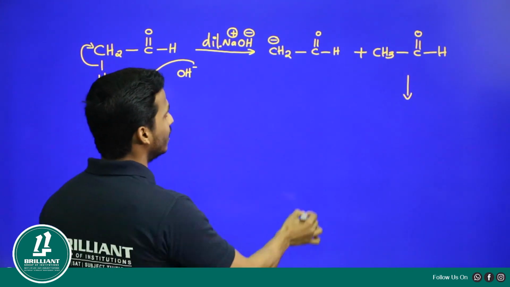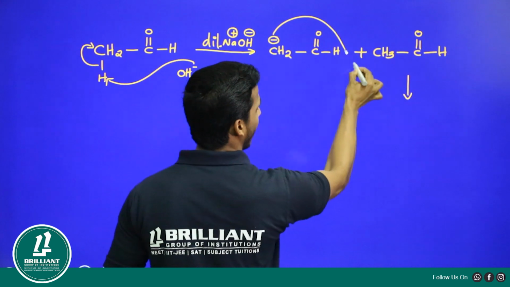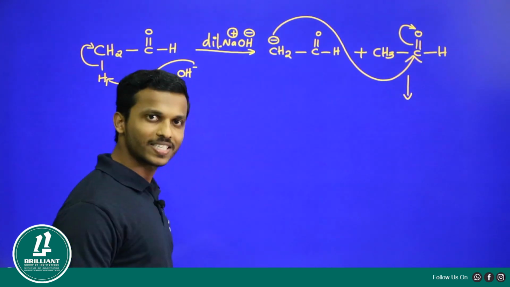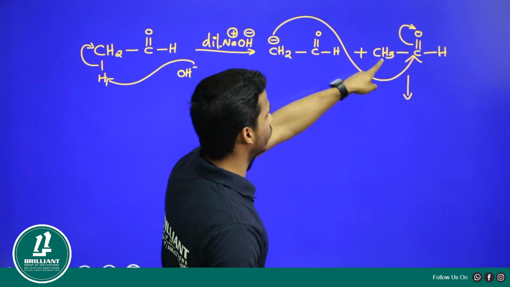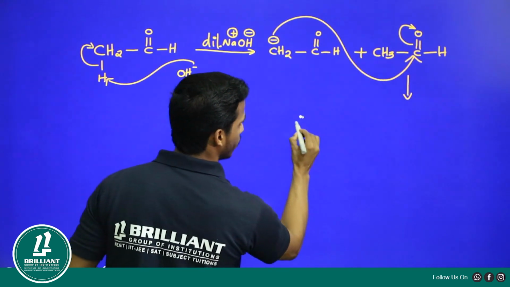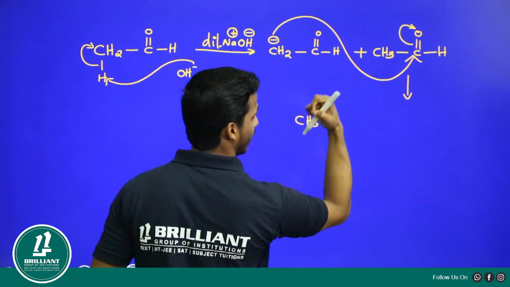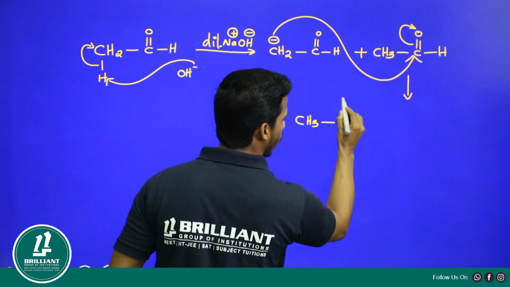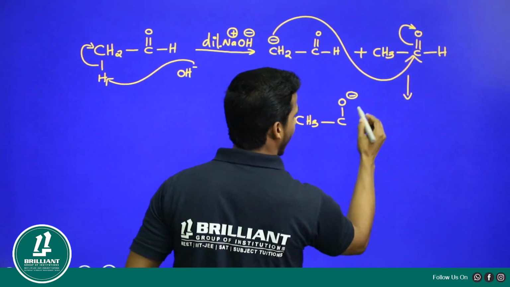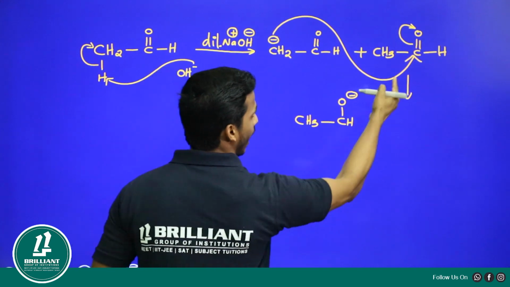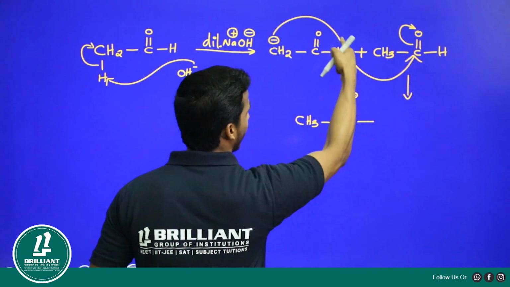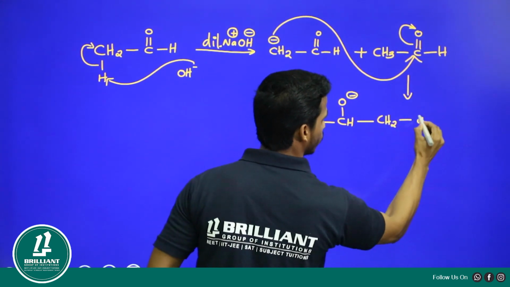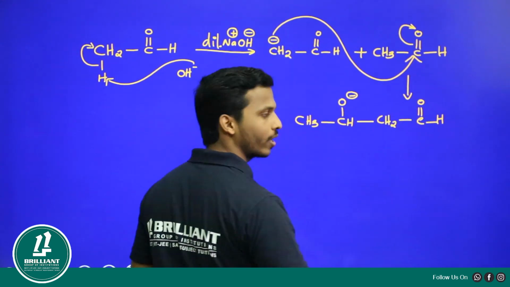Let me write the product. This nucleophile will attack this carbonyl carbon and the O changes to O minus. So we have CH3 connected with one carbon, and this O becomes O minus. This carbon carries one hydrogen, and to this carbon attaches this CH2 and here we have CHO. This is the product forming, right?